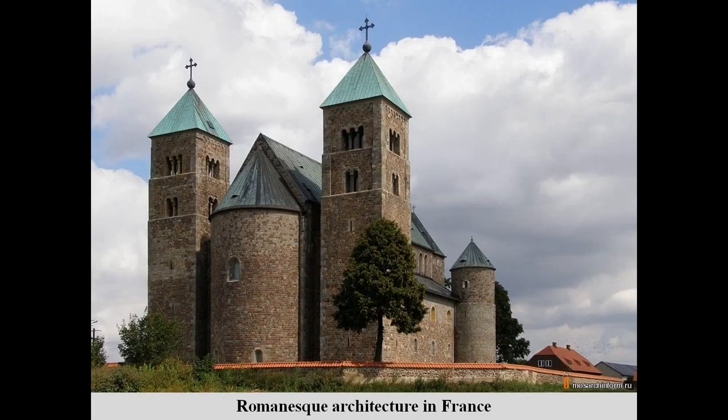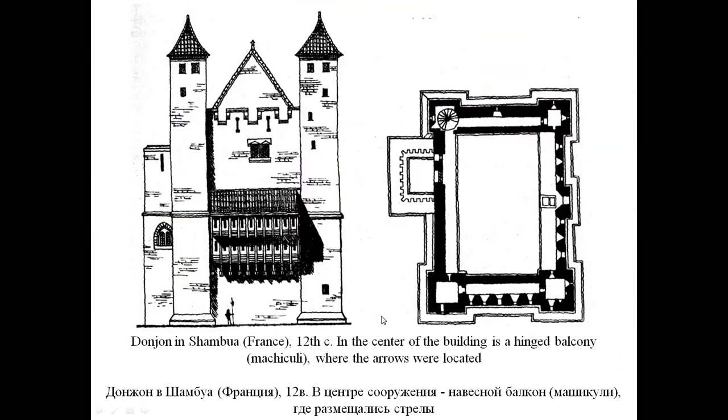Here we can see another example of Romanesque architecture in France. We can see the eastern part of the church, the semicircular arch, also the towers here, and we can notice that again the composition is horizontally oriented. The church is not that high comparatively to later Gothic churches, for example.